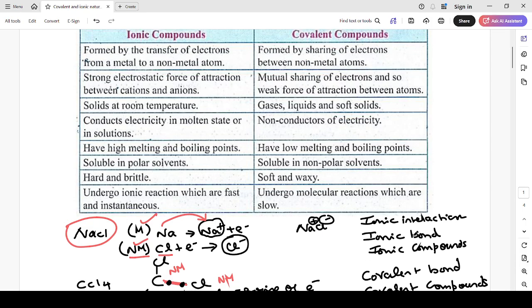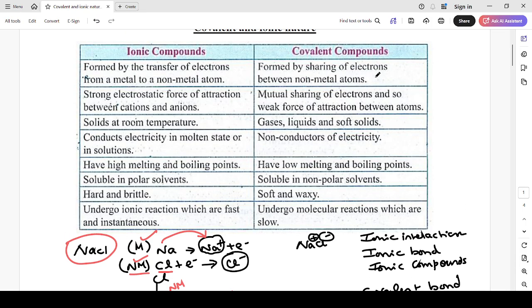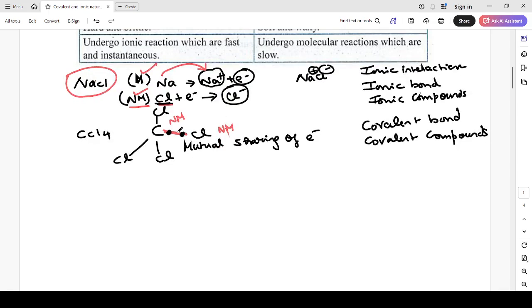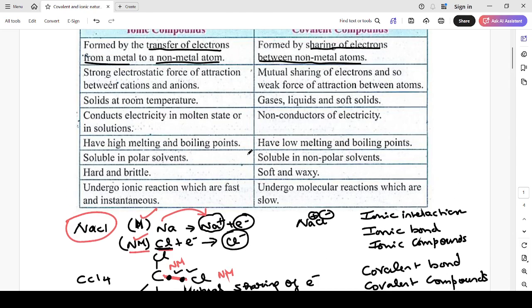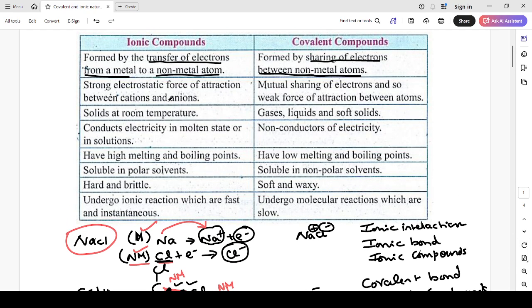Now we will understand the differences between the ionic compound and the covalent compound. How is an ionic compound formed? By the transfer of electrons from a metal to a non-metal. Look here. Sodium is a metal. It transferred its electron to a non-metal. How is a covalent compound formed? It is formed by sharing of electrons between two non-metal atoms. In carbon tetrachloride, you can see they are sharing the electrons between two non-metals. So such a compound will be called a covalent compound.